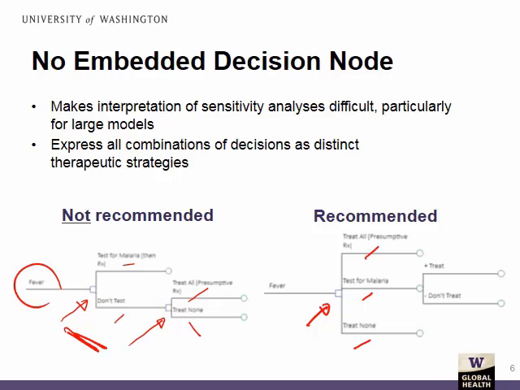Now remember that having three branches at the decision node is fine. It's a problem if you have it at a chance node. At a decision node, there is no problem having multiple branches, but you have to remember the recommendation that you only model the options that are necessary to avoid complicating the model in general.